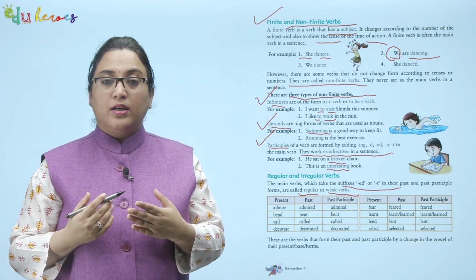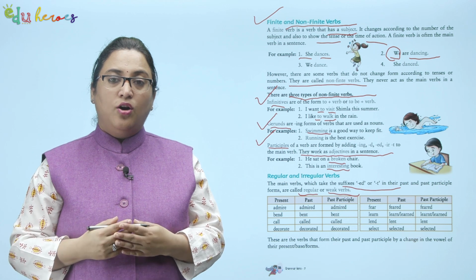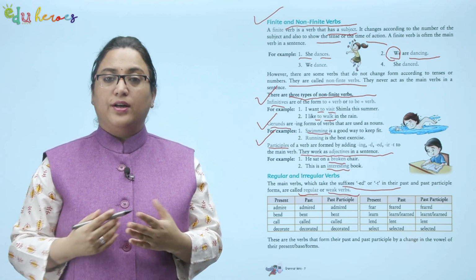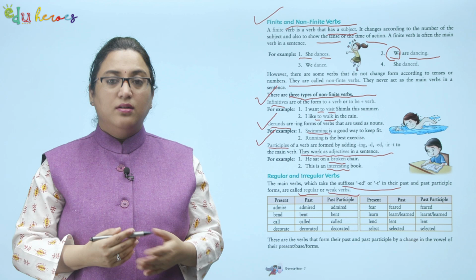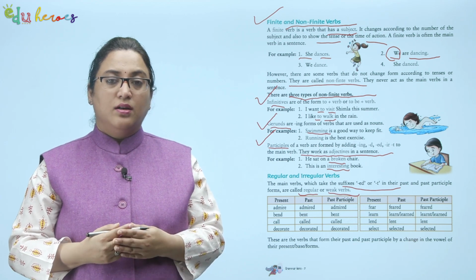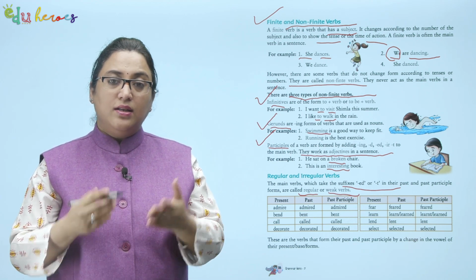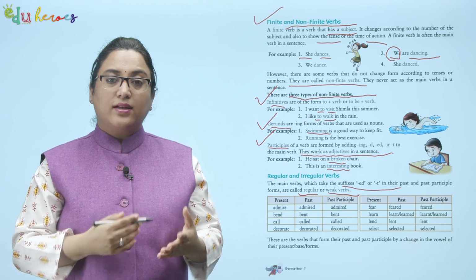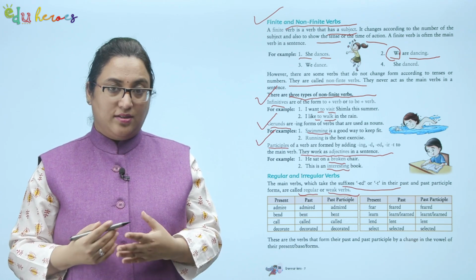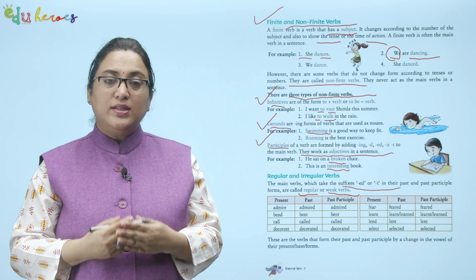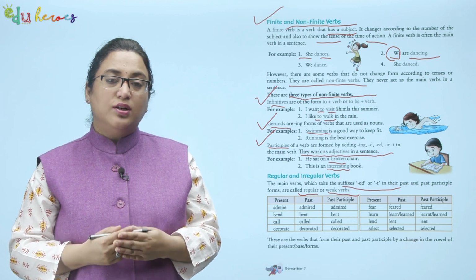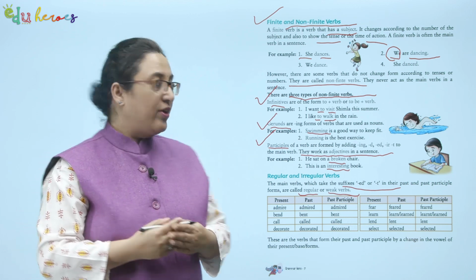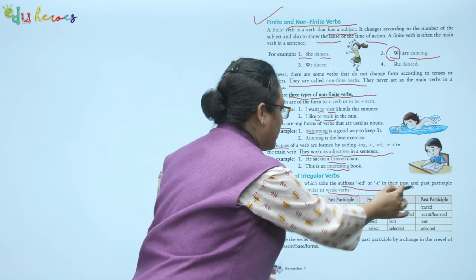Learn, either learnt or learned, learned. Both are correct. Lend, to give something to someone. Lend, lent, lent. Select, selected, selected. So regular verbs are pretty simple to remember. You just have to add suffixes, which are these.